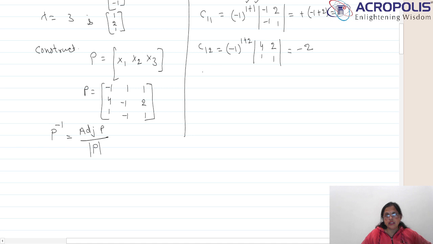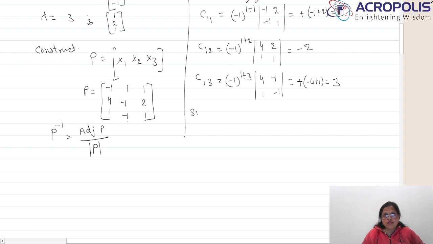If we solve this one, we get minus 2. Then for C13, first row and third column, minus 1 raised to the power 1 plus 3, we eliminate the first row and third column, and we get 4, 1, minus 1 and minus 1. Now if we solve this one, we get 4 minus 4 plus 1. So plus of minus 4 plus 1, that is equal to minus 3.